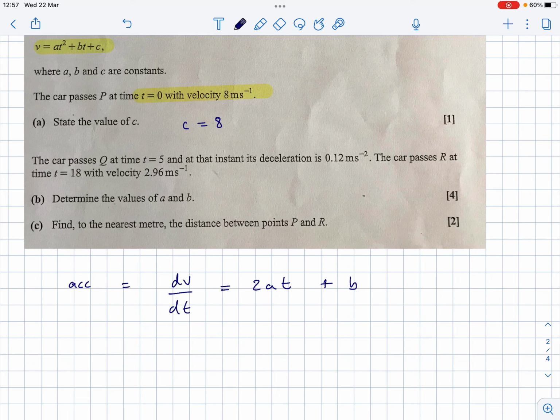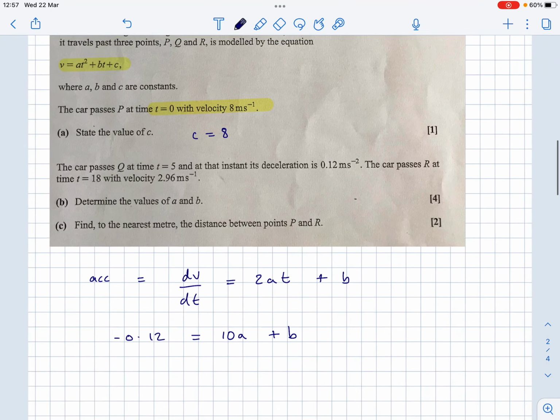The other piece of information measures the velocity, so I can just use this. Substituting those pieces of information in, got to be careful, it's deceleration. So I've got negative 0.12. That happens at time being 5. So I've got 10 lots of a plus b. Okay, so that's my first equation that I can form.